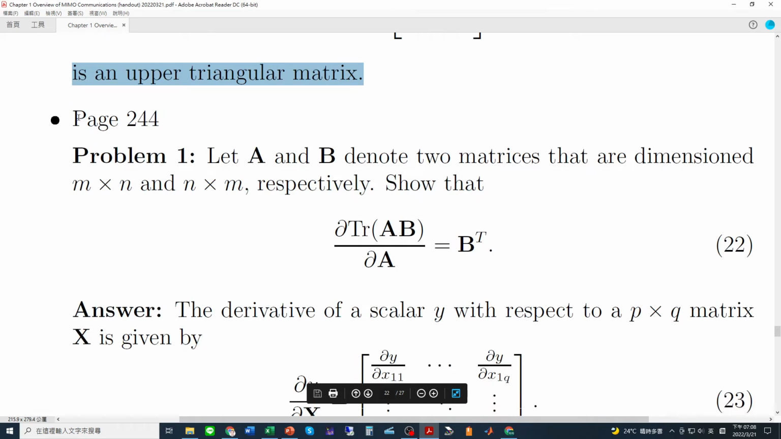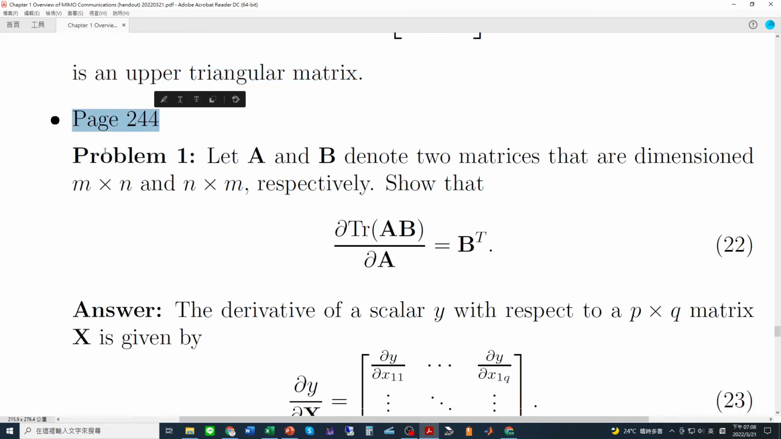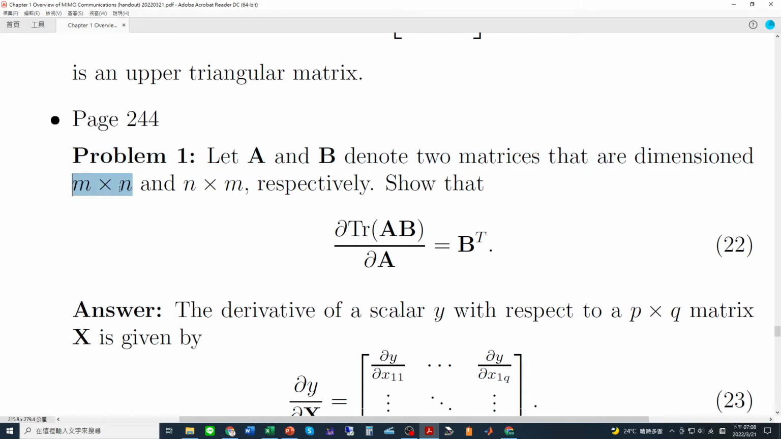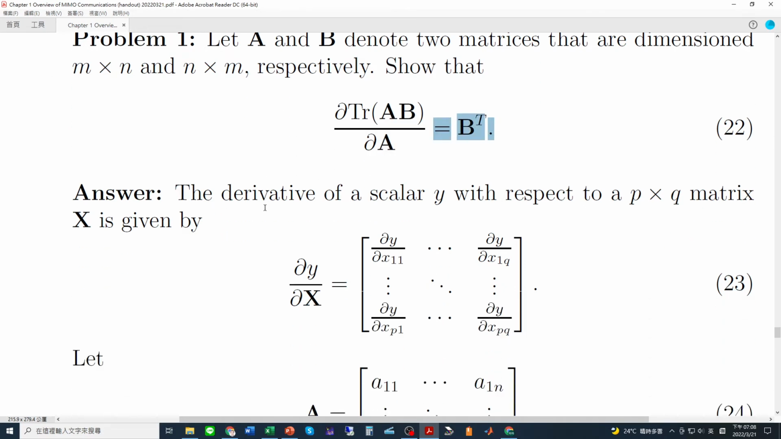Okay, page 244. Problem 1. Let A and B denote two matrices that are dimensioned m by n and n by m respectively. Show that the partial of trace of A times B over partial A is equal to B transpose. Okay, this is the answer.